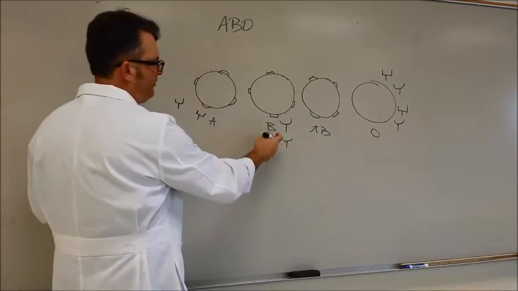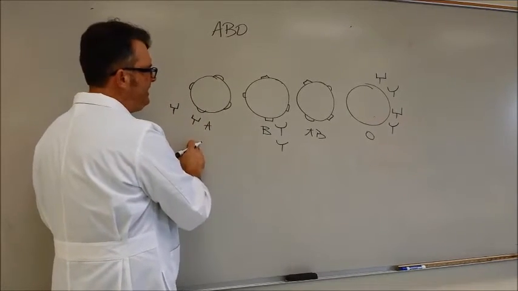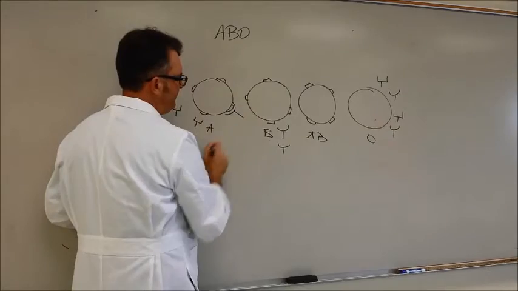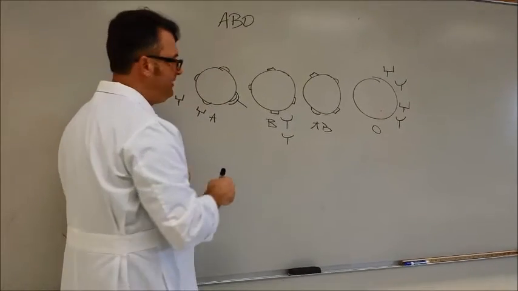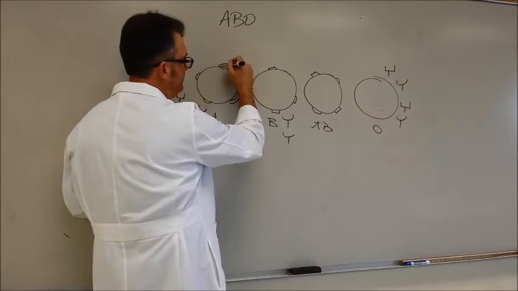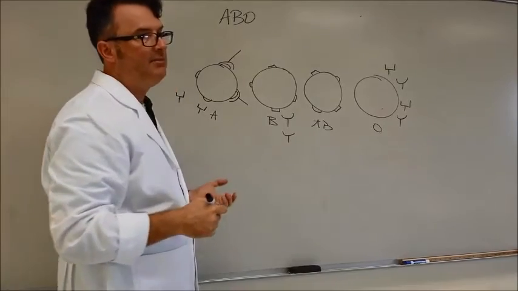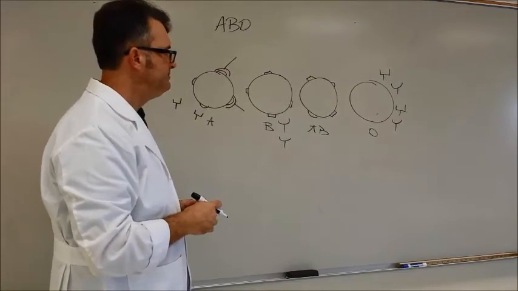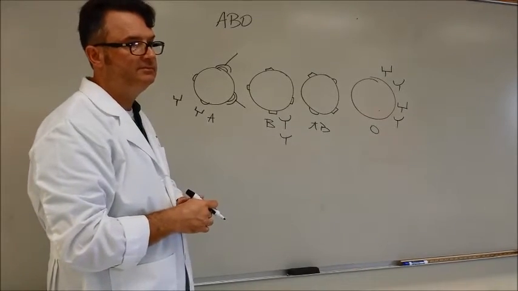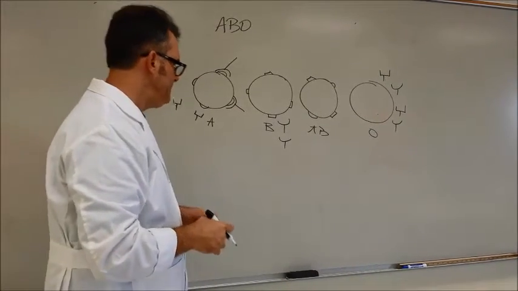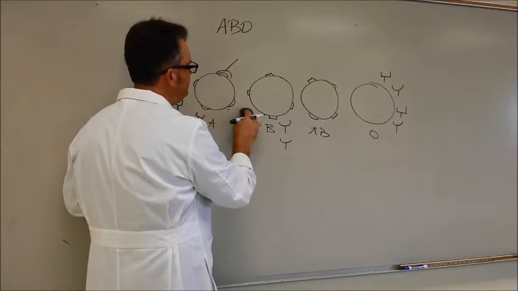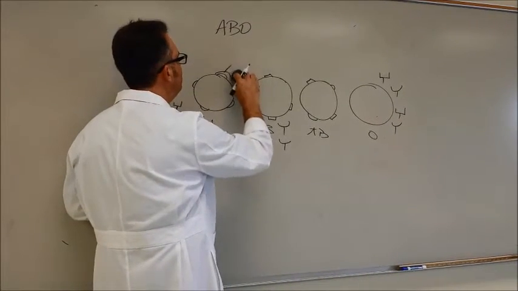So what happens is if a person donated B to A, then this antibody would latch onto this site and lock it down. And if you get a lot of that, a blood cell can be disabled. It can clump together, agglutinate, and cause a stroke. Not cool. So it's important to donate blood to a recipient that is appropriate.